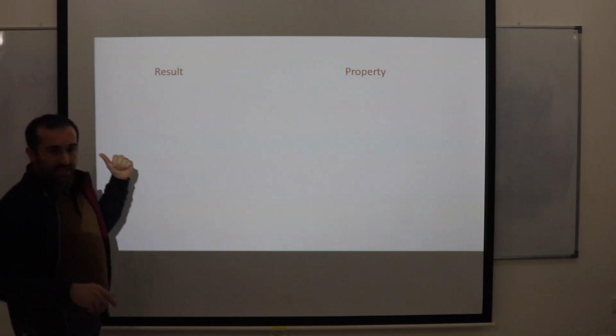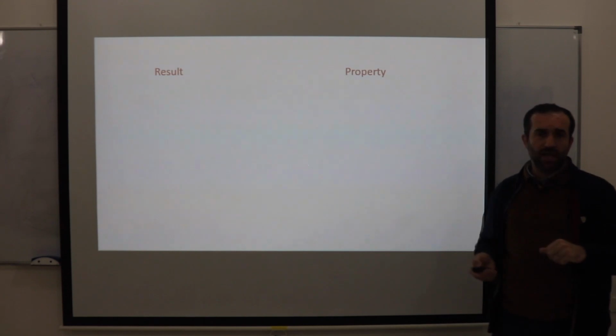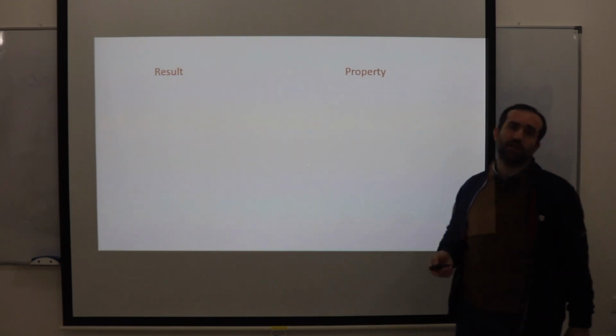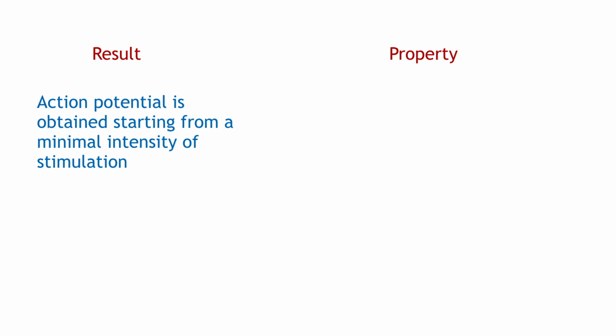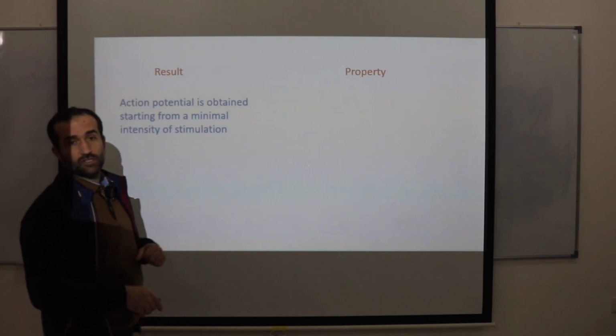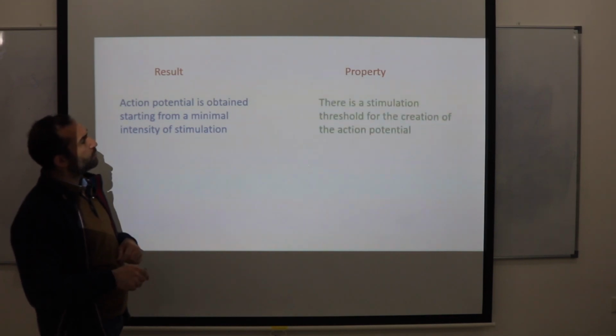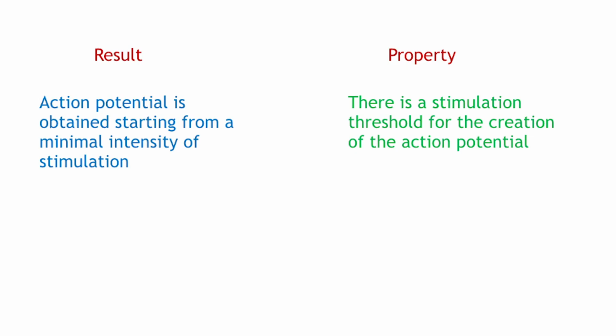We saw in this previous experiment two results, and each of them can give us a property of the action potential. The first result is that the action potential is obtained starting from a minimal intensity of stimulation. We saw that when the intensity of stimulation is very low, the action potential is not obtained. But when it becomes sufficiently high, we obtained an action potential. This leads us to the first property of the action potential. There is a stimulation that we call threshold.